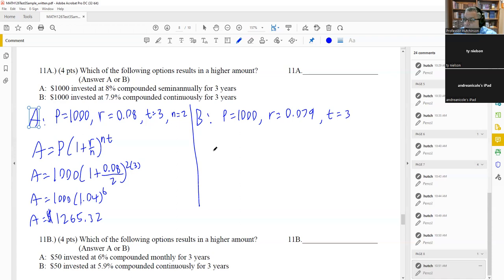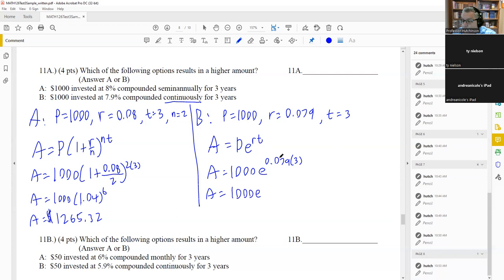Now this time we're told that this is being compounded continuously. So if you have continuously, that means you have to use a different formula. You have to use P e to the rt instead. Okay, so we're putting in 1,000 e to the 0.079 times 3. Start off by doing the exponent part. We'll multiply that first, and you'll get 0.237.